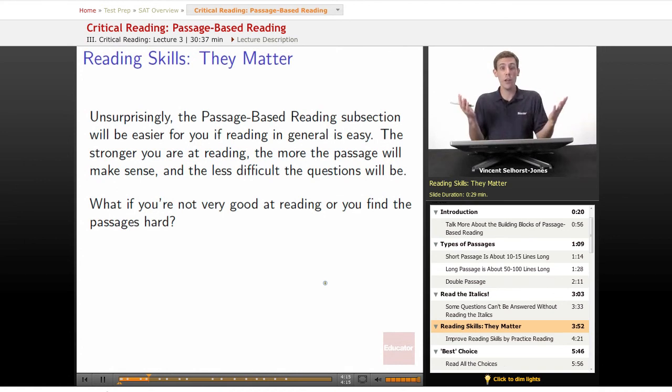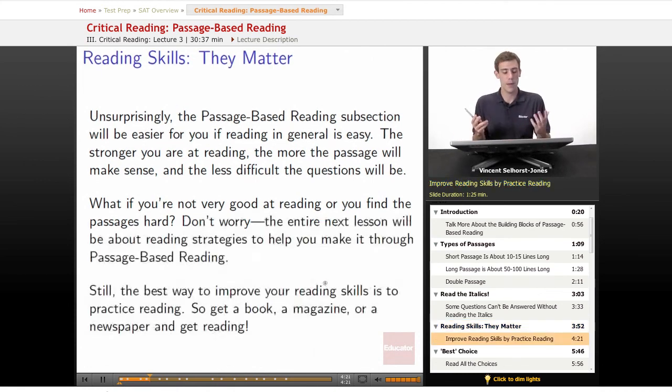So, what do you do if you're not very good at reading, or you find the passages in the SAT really difficult for you to read through? Well, don't worry. First, the entire next lesson is going to be about reading strategies. So there are a lot of reading strategies that we'll talk about that will help you specifically tackle the actual task of reading the passage, as opposed to answering the questions in it. So check out the next lesson if you have difficulty with that. And even if you don't have difficulty with it, it might teach you some useful things. So it's a good idea to watch.